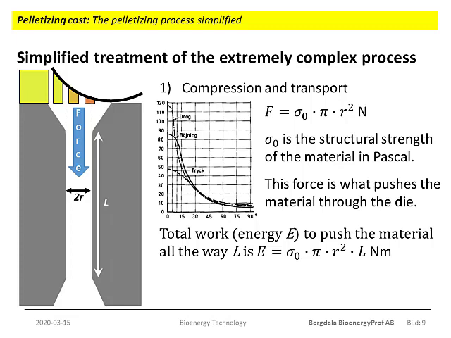To estimate the force, I use the diameter of the active cylindrical part of the die. So, using sigma sub 0 for the strength and r for the pellet radius, I find the force to be sigma sub 0 times pi times r squared newton. And then the total energy required is the force multiplied with the length. I omit the inlet section for the moment, but just wait.